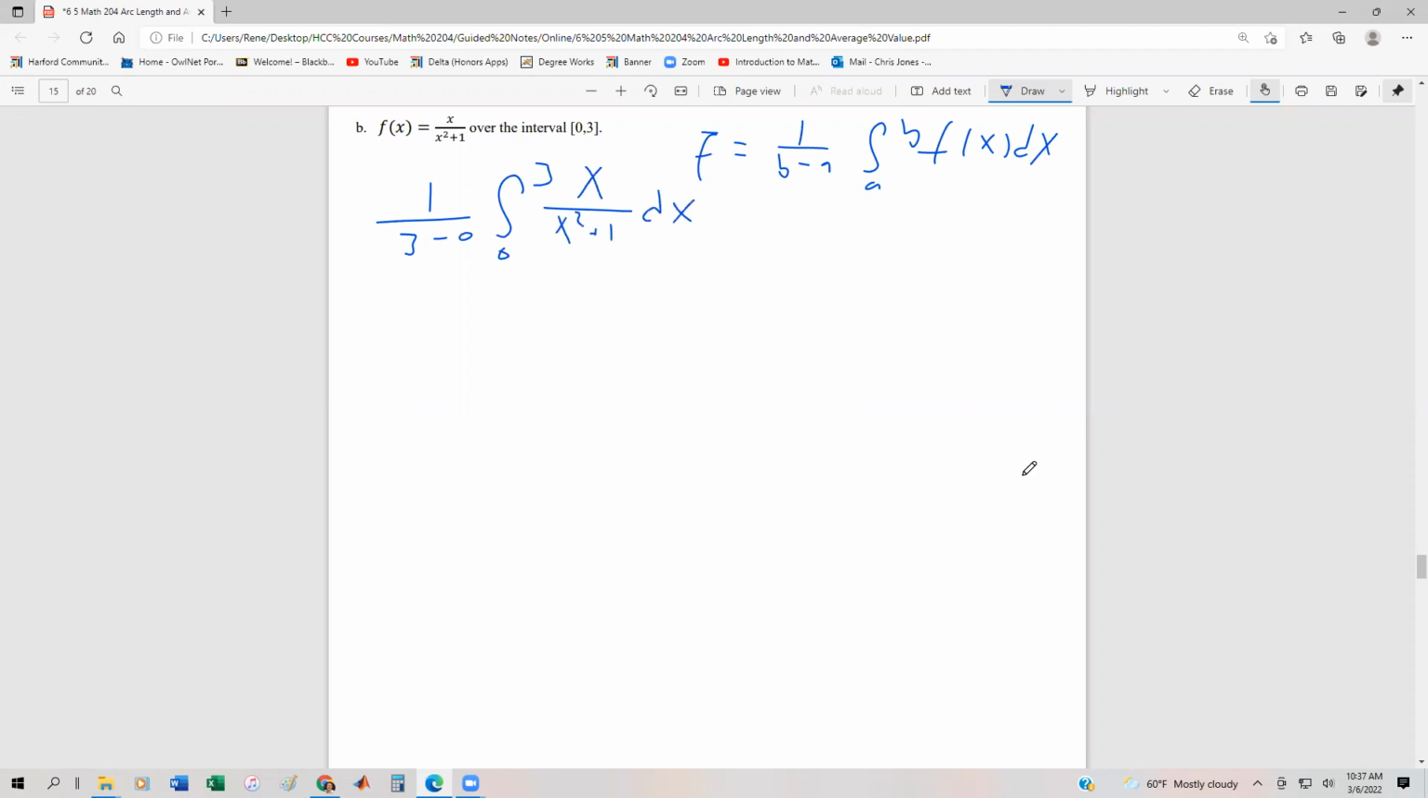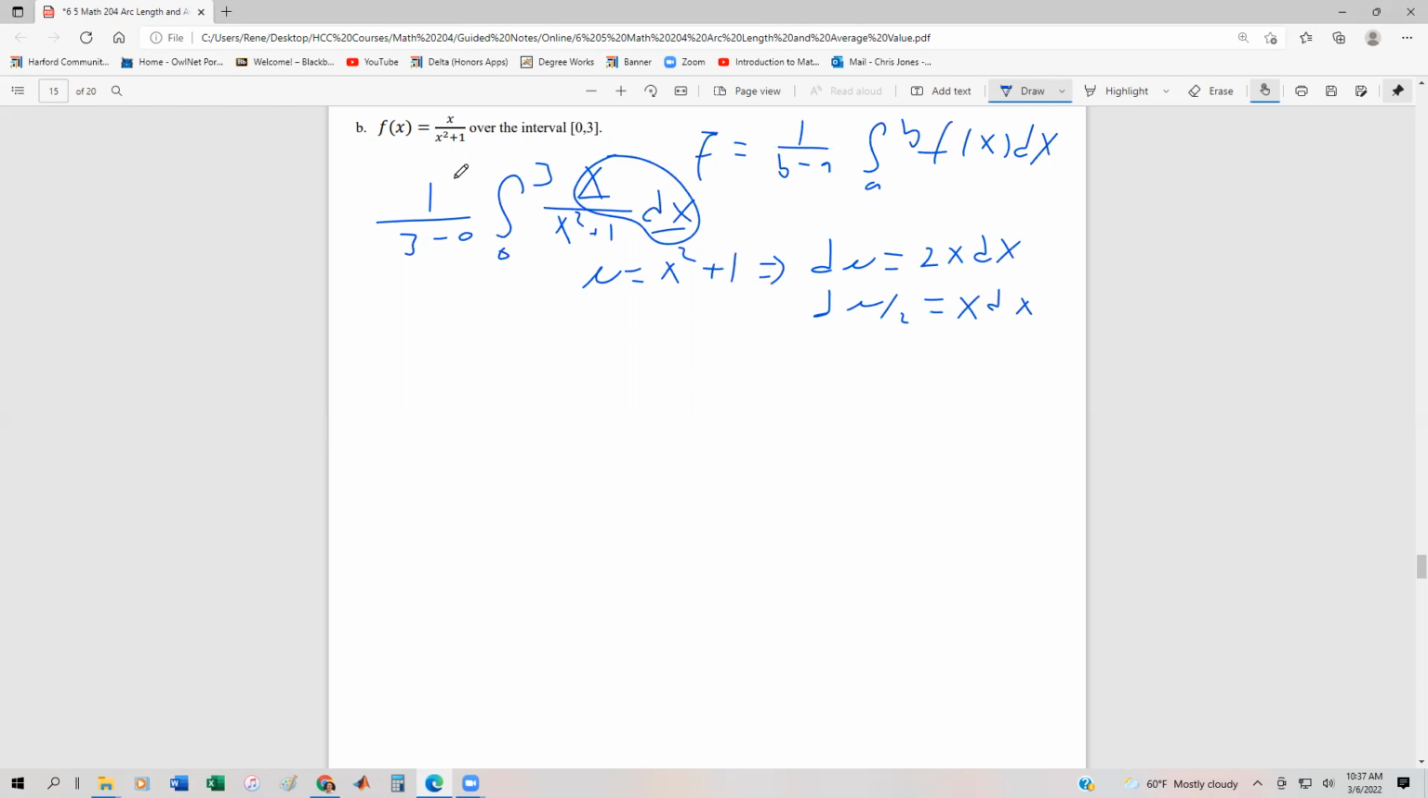To be able to evaluate this, we could use a number of methods. Probably the easiest one is going to be a u-substitution. So let's let u be equal to x squared plus 1. That means the derivative du is going to be 2x dx, which is pretty close, but unfortunately not exactly what we want. So we're just going to divide by 2 to get our x dx. So x dx is going to be du over 2.